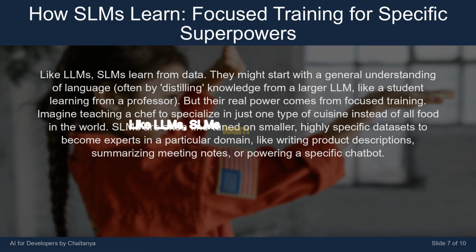Like LLMs, SLMs learn from data. They might start with a general understanding of language, often by distilling knowledge from a larger LLM, like a student learning from a professor. But their real power comes from focused training. Imagine teaching a chef to specialize in just one type of cuisine instead of all food in the world. SLMs are often fine-tuned on smaller, highly specific datasets to become experts in a particular domain, like writing product descriptions, summarizing meeting notes, or powering a specific chatbot.